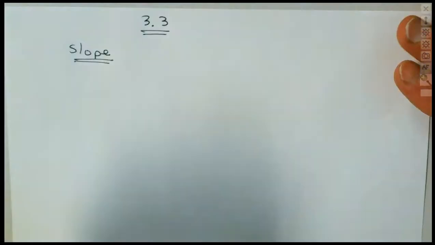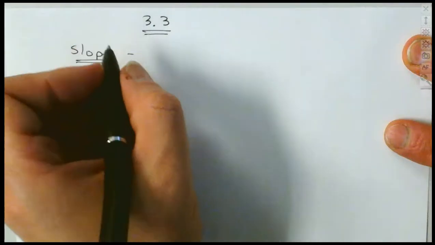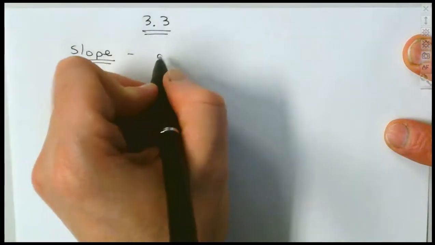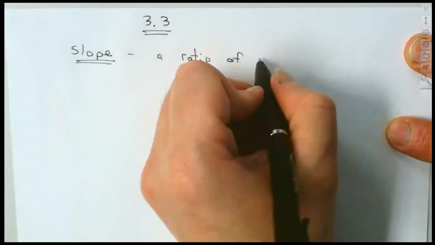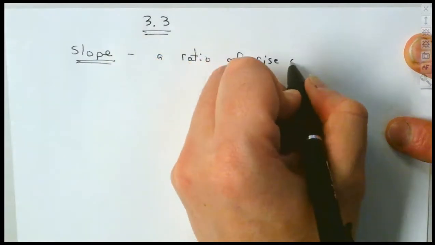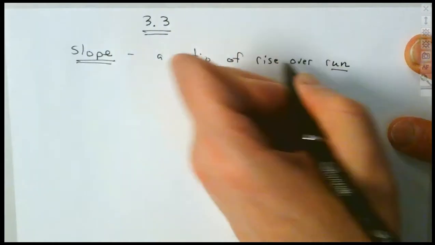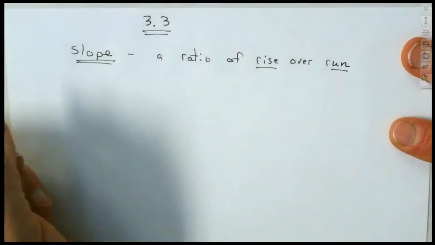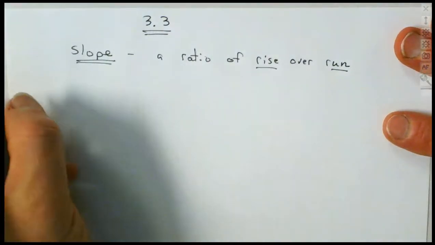And when we talk about slope, we need to come up with a definition of our slope. Slope is just a ratio of the rise over the run. So slope is a ratio of the rise over the run. Slope can also be called pitch or grade.